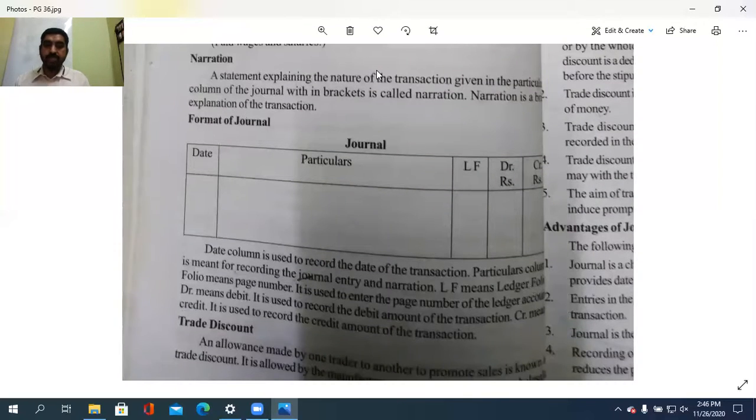See the format of a journal. That is date, particulars column, ledger folio column, debit, credit, like that. The date column is used to record the date of the transaction. The particulars column is meant for recording the journal entry and the narration. And LF means ledger folio, that is the page number in the ledger account.